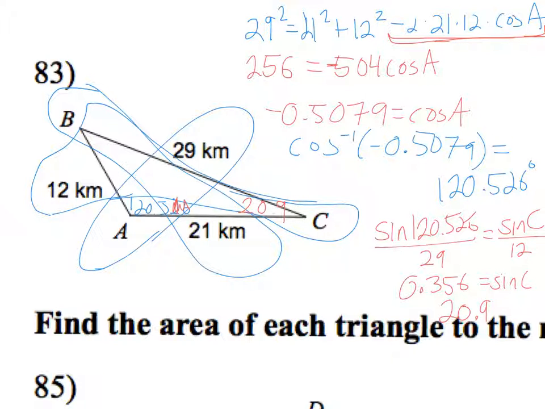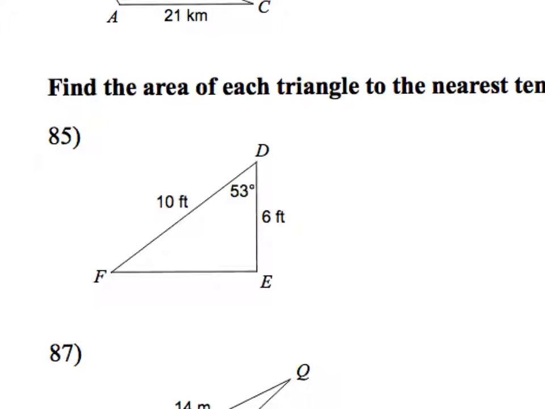I'm going to start with 180, and we get 180 minus 20.9 minus 120.5. This is 38.6. Our triangle is now solved.